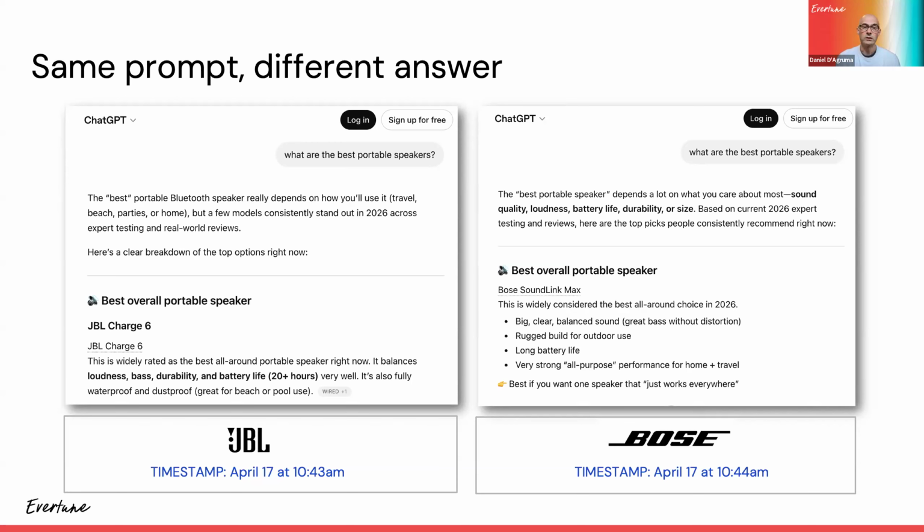For example, last week I asked ChatGPT what the best portable speakers were, and it suggested the JBL Charge 6. I opened an incognito browser, asked the exact same question a minute later, and it recommended the Bose SoundLink Max. So it's like asking two electronics experts the same question. They've read the same industry reports, tried the same models, but expert A might prioritize battery life and lean towards JBL, while expert B prioritizes durability and goes with Bose. Same knowledge base, but different but equally valid answers.